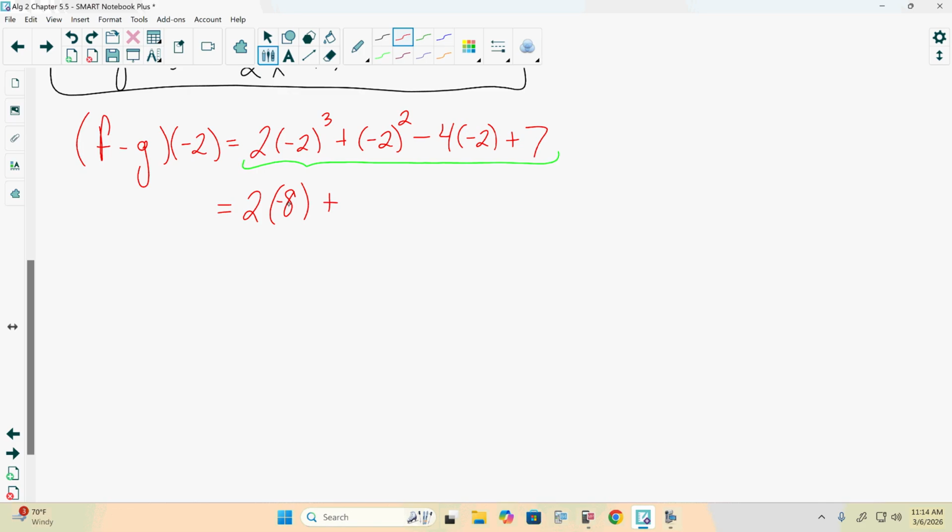Negative 2 to the third power is negative 8. Negative 2 squared, negative 2 times negative 2, is positive 4. Negative 4 times negative 2 is 8. Then 2 times negative 8 is going to be negative 16. Plus 4, plus 8, plus 7. Negative 12.